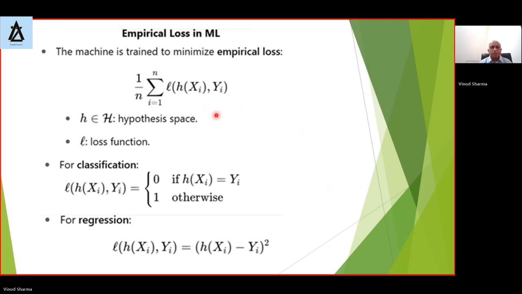For the classification problem, L is equal to 0 if the class given by h(xi) is the same as yi. So if h(xi) is equal to yi, then loss is 0, otherwise it is 1. In the case of regression, L for a given h and xi is (h(xi) minus yi) whole squared. These are two possible choices. There are other variants, but these are among the most popular loss functions.